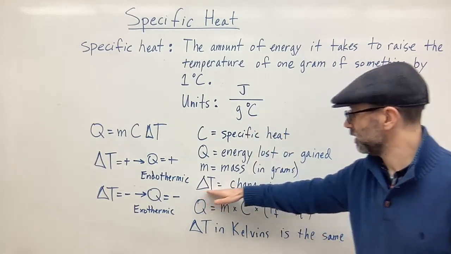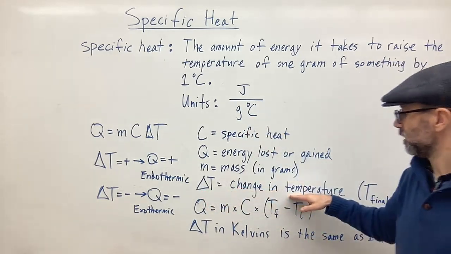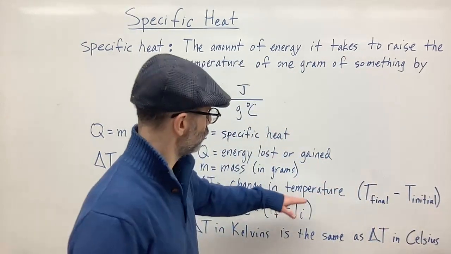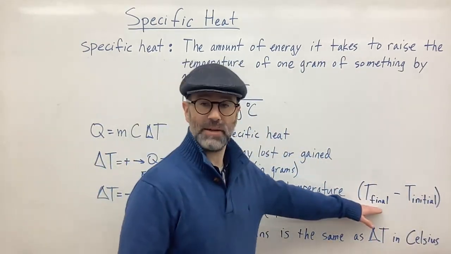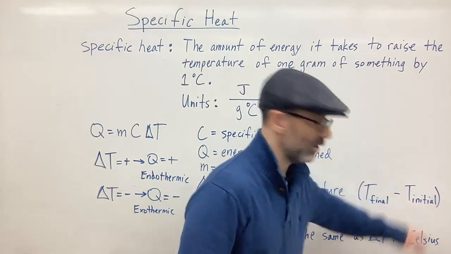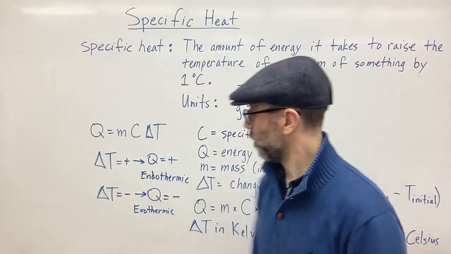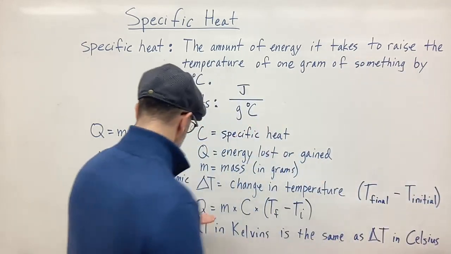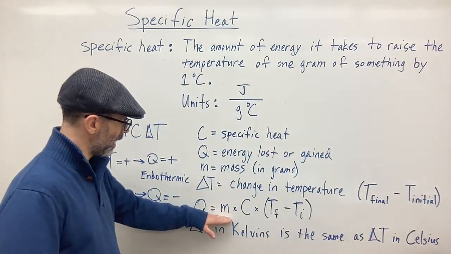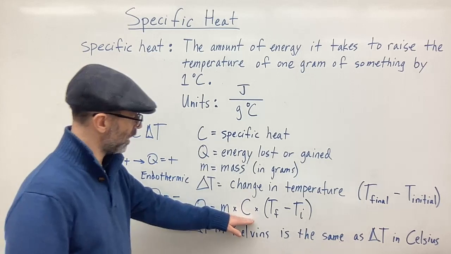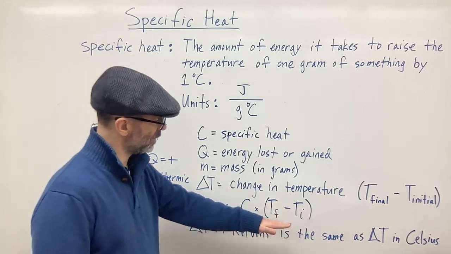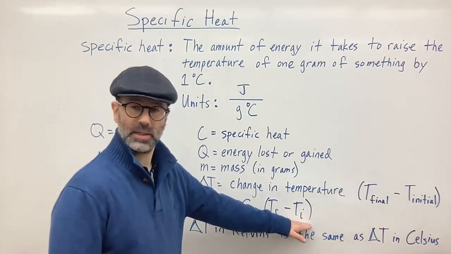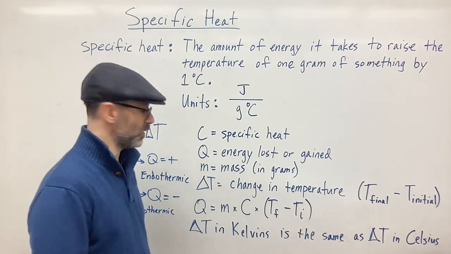And then we have the delta T, which is the change in temperature. Again, change in temperature is going to be the final temperature minus the initial temperature. So we put that together again. Q is equal to mass times the specific heat times the change in temperature, which is TF minus TI, final minus initial.